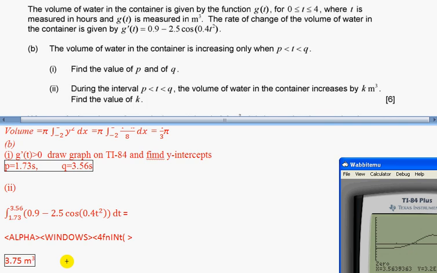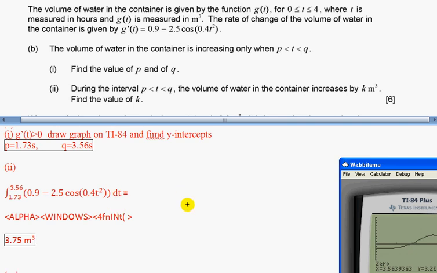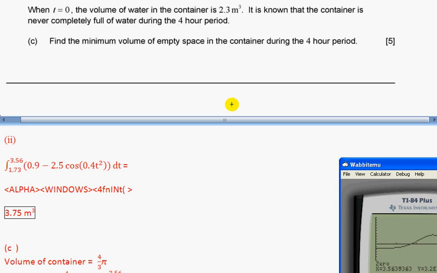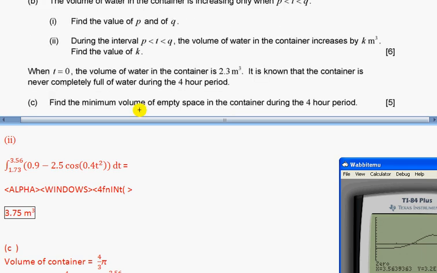When time equals 0, the volume of water in the container is 2.3. It is known that the container is never completely full of water during the 4 hours period. Find the minimum, so it was hours, not seconds, sorry. Find the minimum volume of empty space in the container during the time of 4 hours. So we see that here the water was incoming, so maximum water was at time Q and minimum empty space.